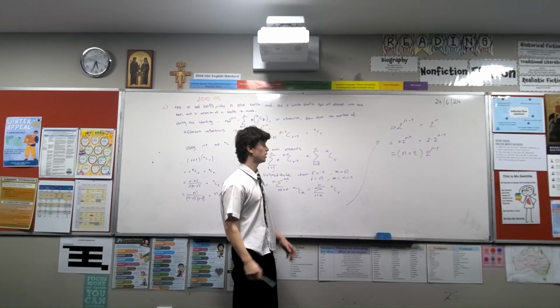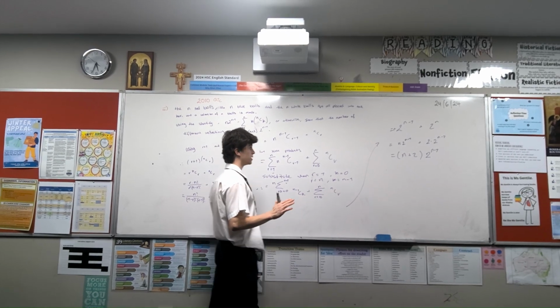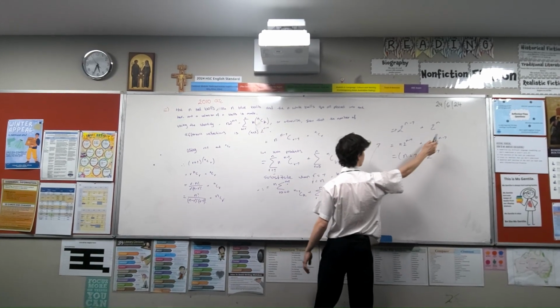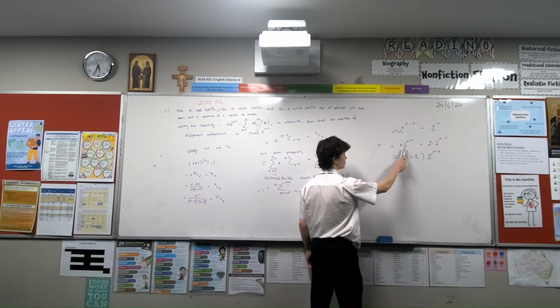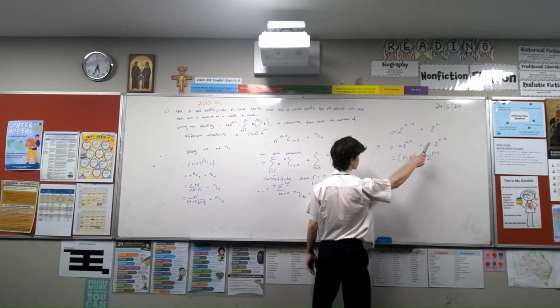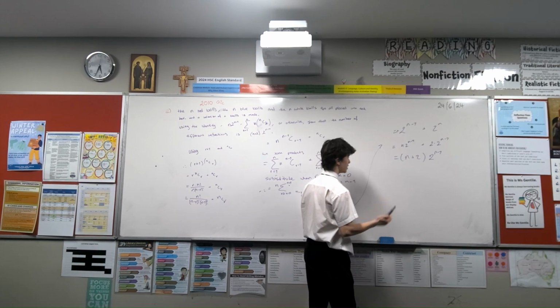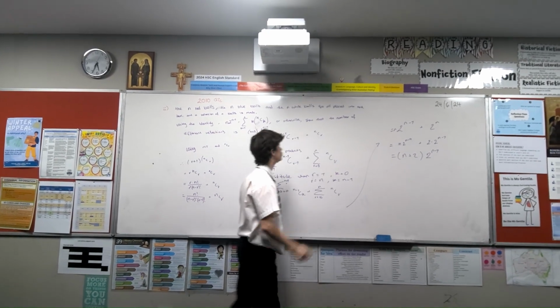Alright, using the index laws, we know that we can bring down a 2 and we get n minus 1. So we have n times 2 to the n minus 1, plus 2 times 2 to the n minus 1. And that equals n plus 2 times 2 to the n minus 1.